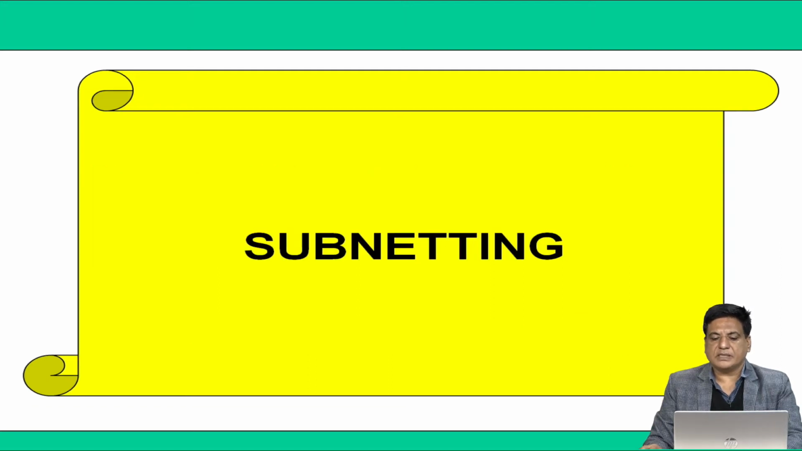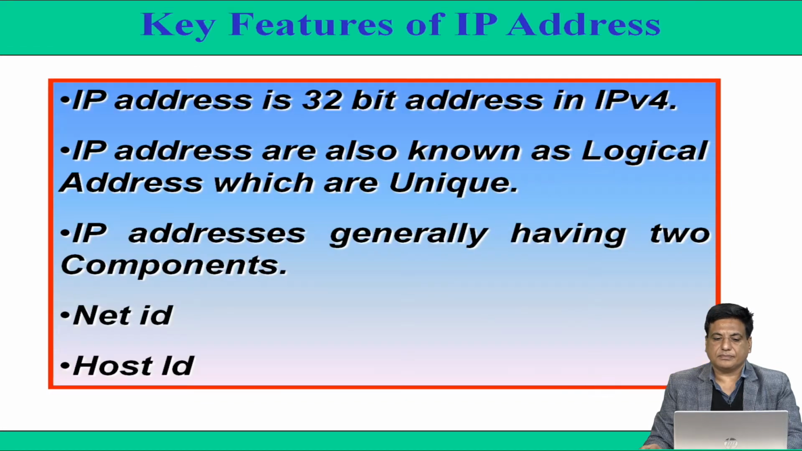Subnetting, as I said earlier, is dividing a large network into small networks. A key feature of an IP address: an IP address is a 32-bit address in IPv4. IP addresses are also known as logical addresses, which are unique. An IP address generally has two components, the network ID as well as the host ID.